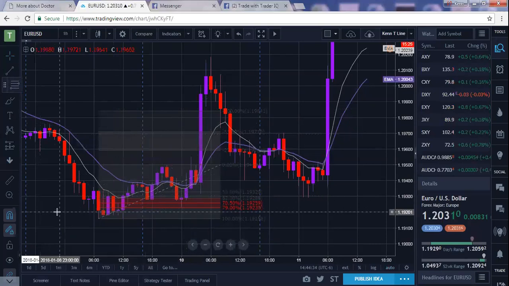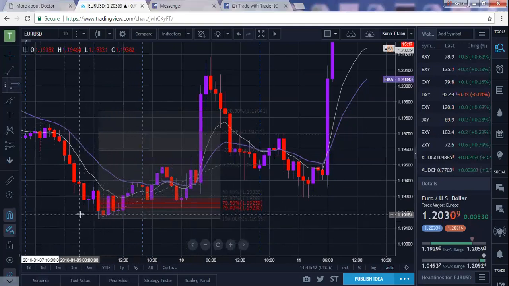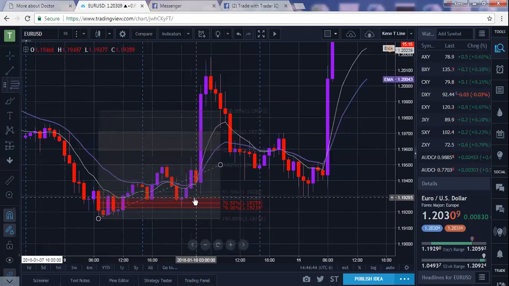So again, we are going to think like a bank, like the big money. We're not going to think like retail traders. We're not going to trade movement. When we enter the trades, we want to enter with a good price so that we can get a nice risk to reward.